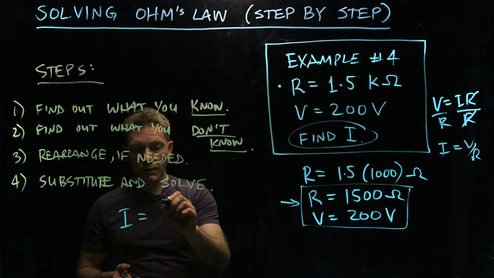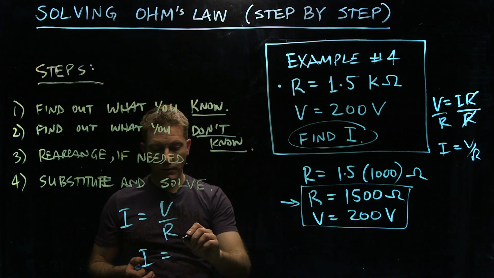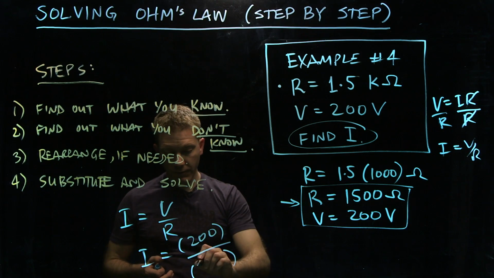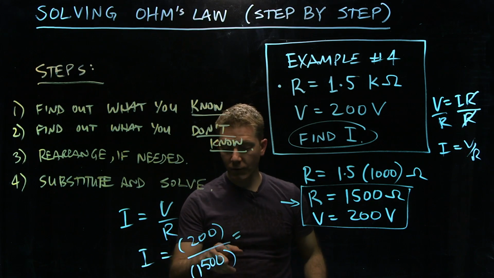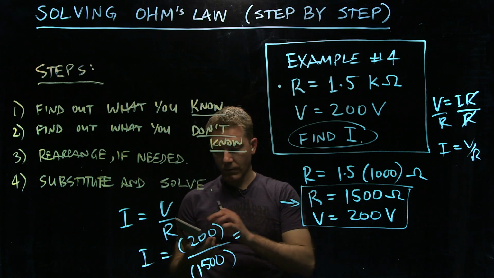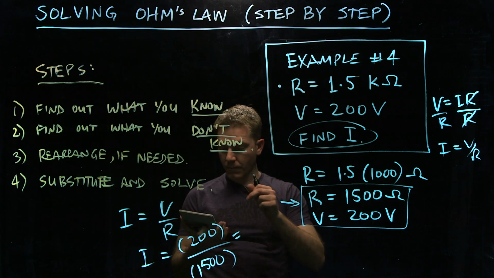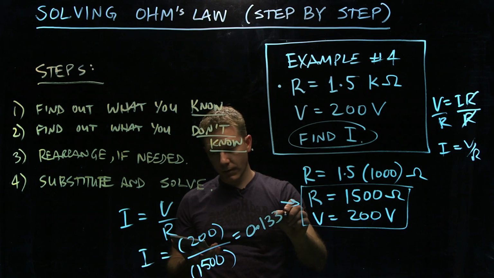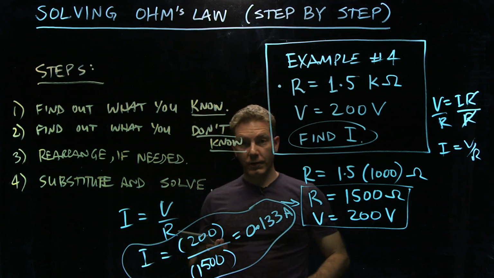So I can do that over here. I equals V over R. V is 200 volts, R is 1,500 ohms. And if this is volts and this is ohms, this is going to be amps. Okay, now 200 divided by 1,500, 0.133 amps. That's the answer right there.